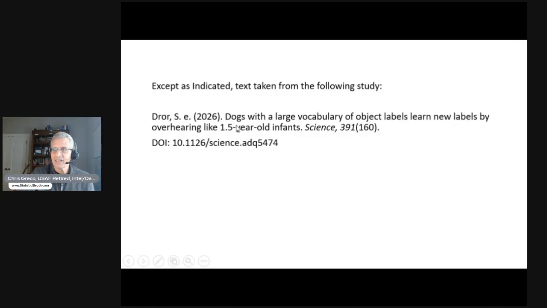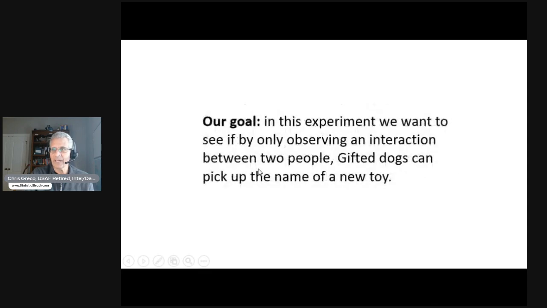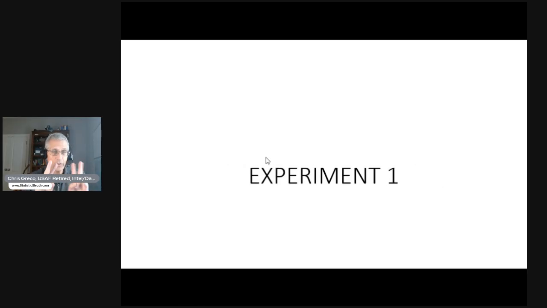It says dogs with a large vocabulary of object labels learn new labels by overhearing. Well, okay. Name of a new toy. In other words, you have to take a look at the goal. You have to take a look at the title. You have to take a look at all these things and see, okay, is that really what they want to do? So they had two experiments, right?